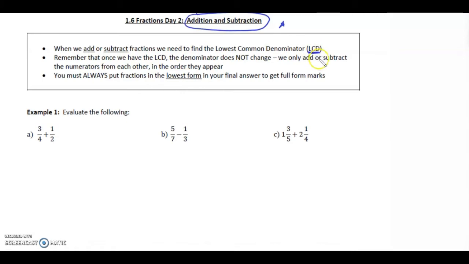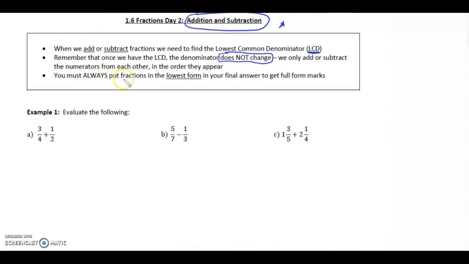We do not need to do that for multiplication and division. It's only for adding and subtraction. We need to add or subtract the like number of parts. Okay? Remember that once we have the lowest common denominator, the denominator does not change. You might want to highlight that. Okay? We don't add, we don't subtract the denominators. It doesn't change. We only add or subtract the numerators from each other in the order in which they appear.